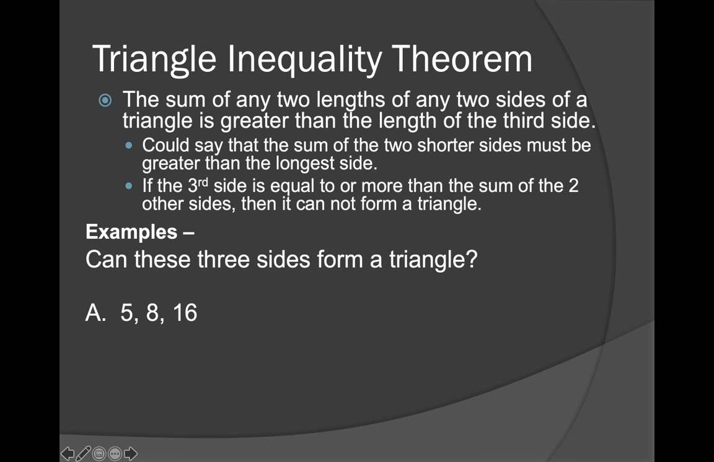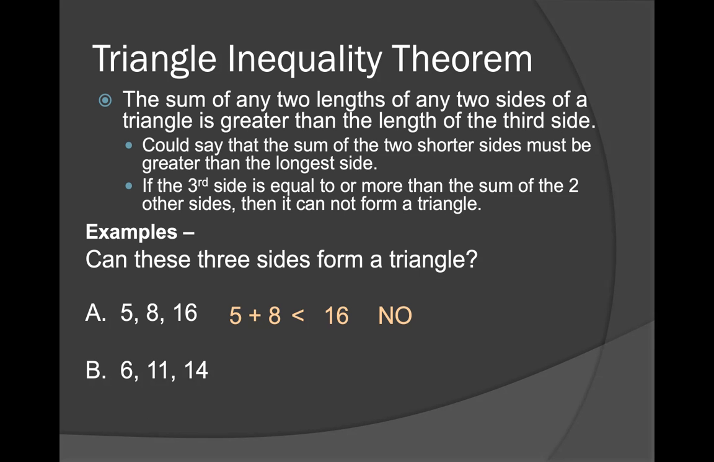So if we have 5, 8, and 16, this one's already in order from the smallest side to the largest side. So we would take these two smaller sides and add those together. 8 plus 5, and you're going to ask yourself, is the sum of 8 plus 5 greater than 16? In this case, the answer is that 5 plus 8 is not greater than 16. It is indeed smaller, so this cannot be a triangle.